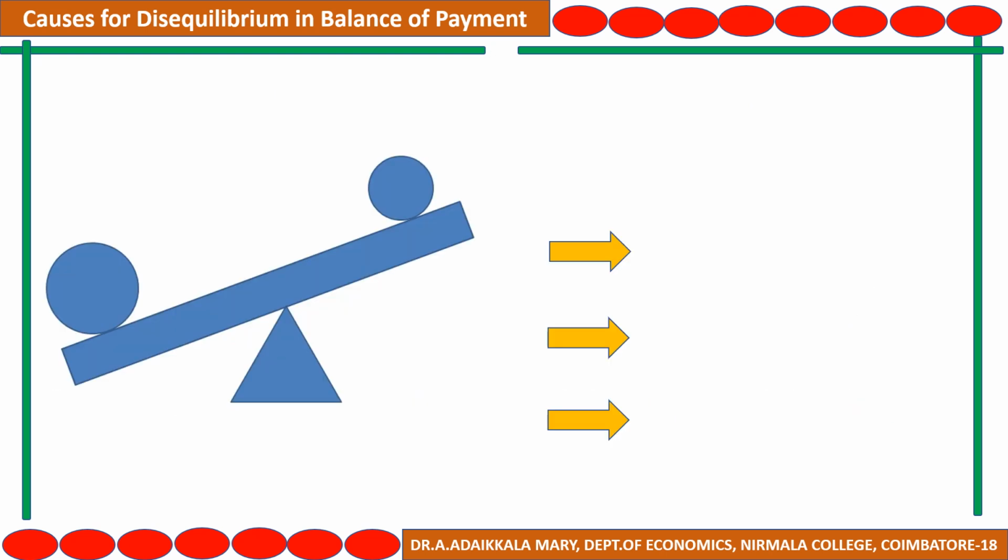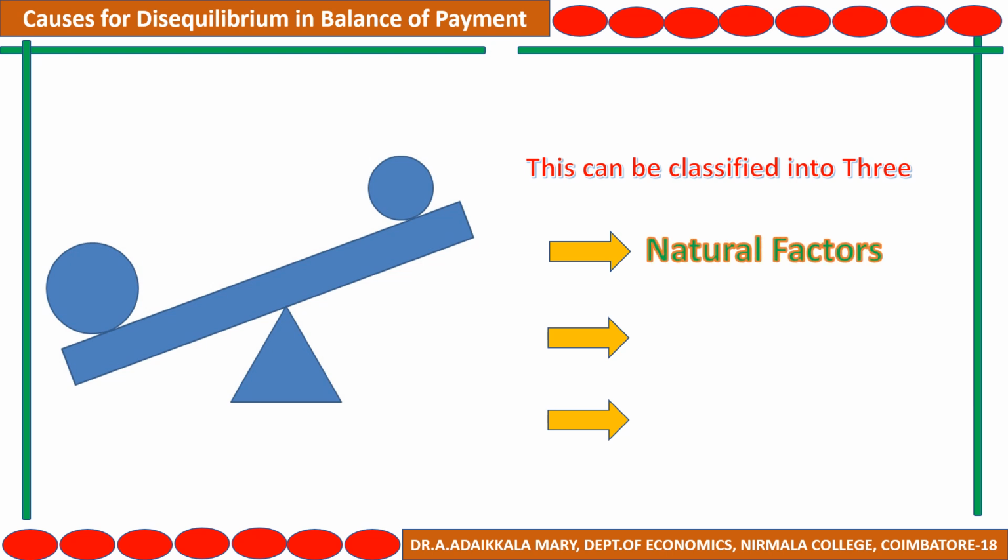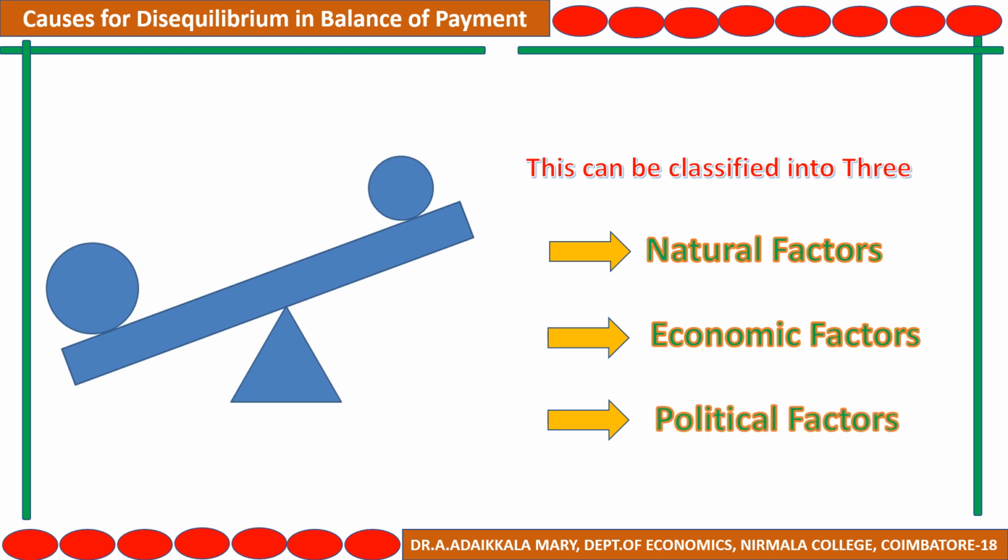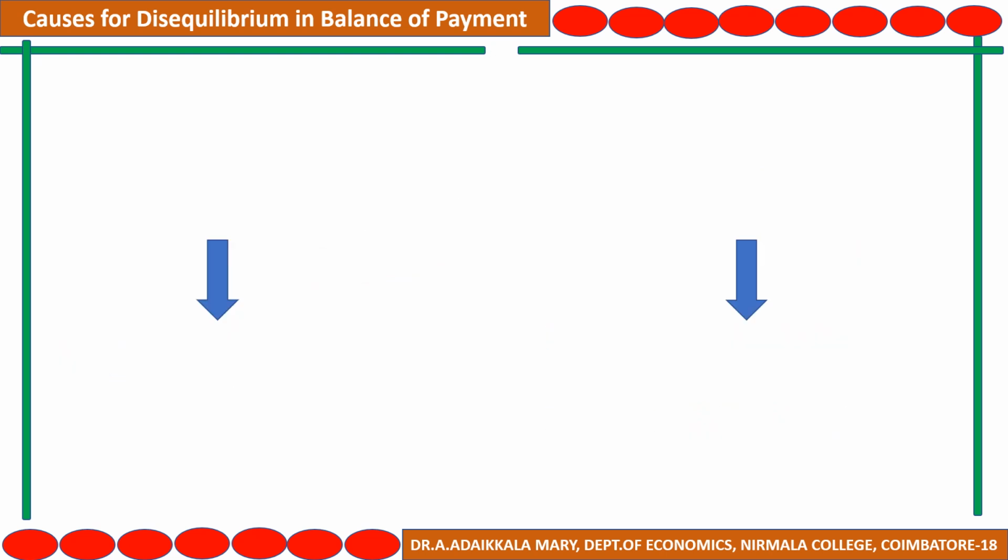Next, we move on to the causes for disequilibrium in the balance of payment. There are various causes for disequilibrium in balance of payment. This can be classified into three heads. First one, natural factors. Second one, economic factors. Third one, political factors. First, we will see the natural factors.